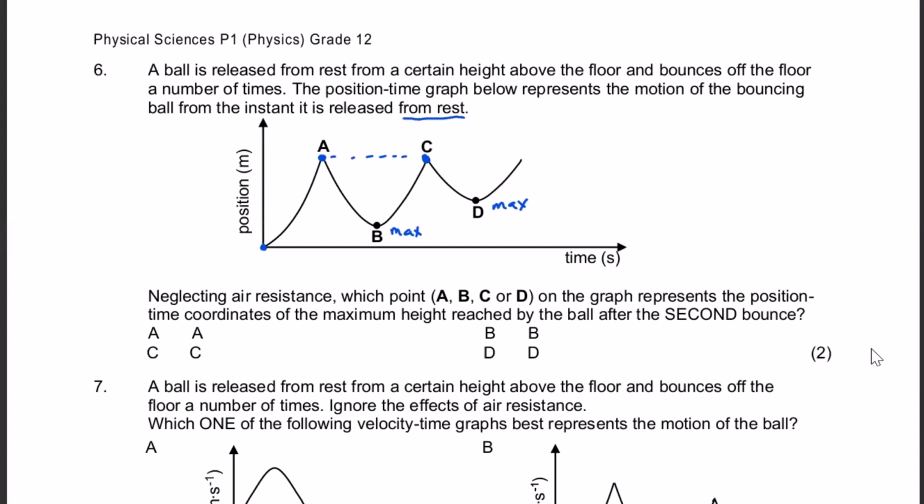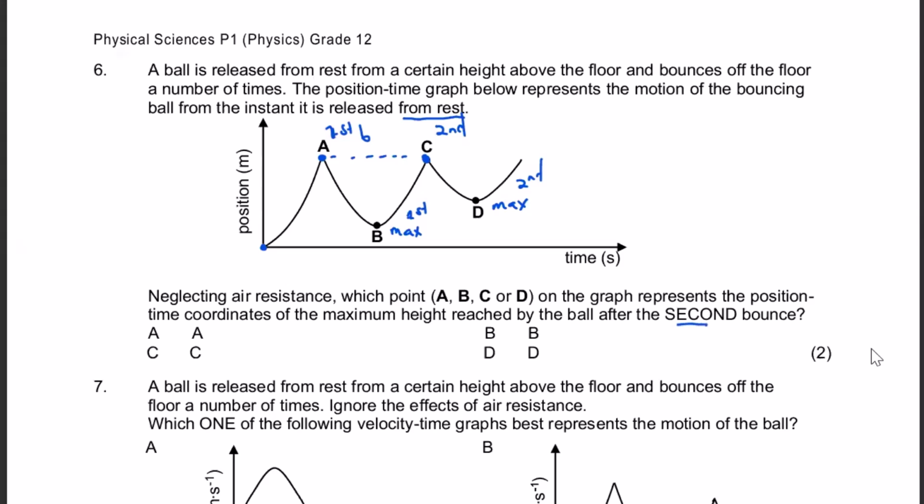So now the question proceeds to say, I can just consider this one as the first max, and then this one is the second max. So this one I will consider as the first bounce, and then this one is going to be our second bounce. Then, neglecting air resistance, which point A, B, C, or D on the graph represents the position-time coordinates of the maximum height reached by the ball after the second bounce?